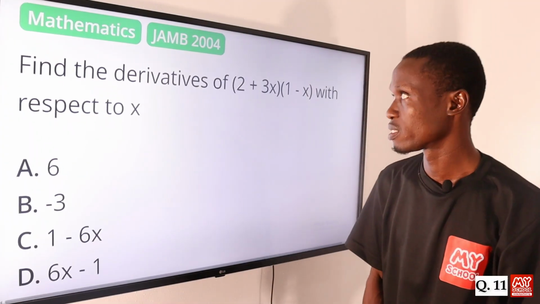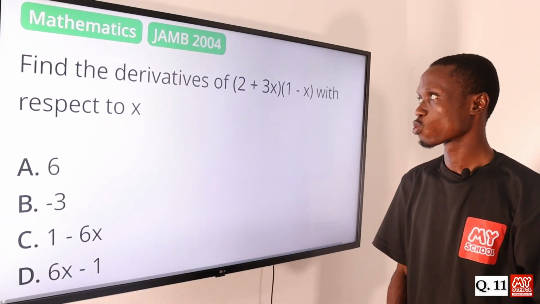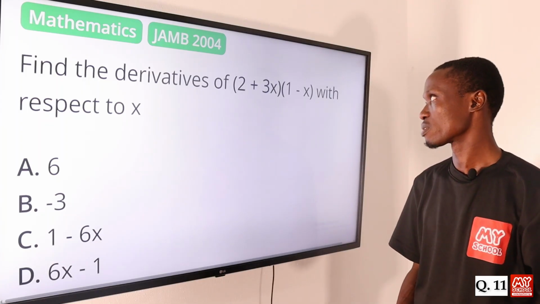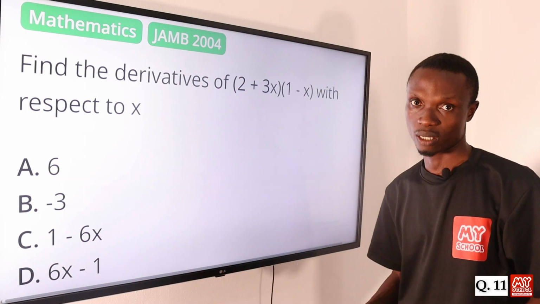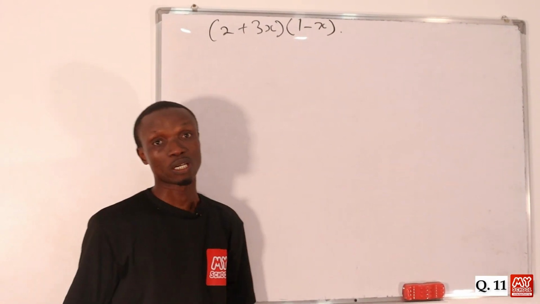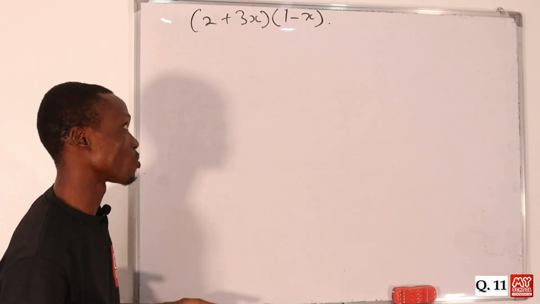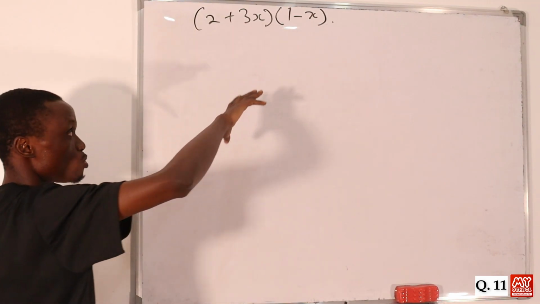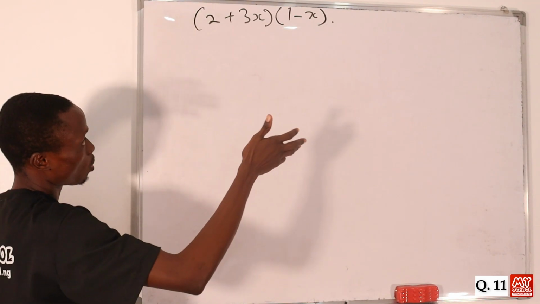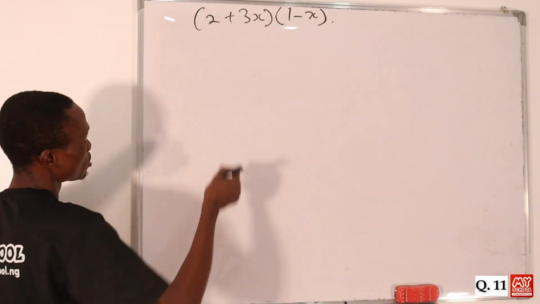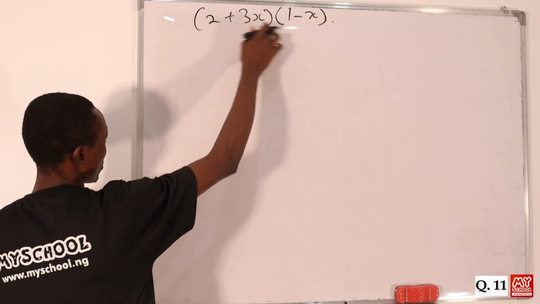Question 11. Find the derivative of (2 plus 3x)(1 minus x) with respect to x. Let's move over to the board to provide answer to this question. Whenever you see derivative, just know that they are saying differentiate, dy/dx. To differentiate this, we can either use the chain rule or multiply out and differentiate. So let's use the chain rule to differentiate with respect to x.